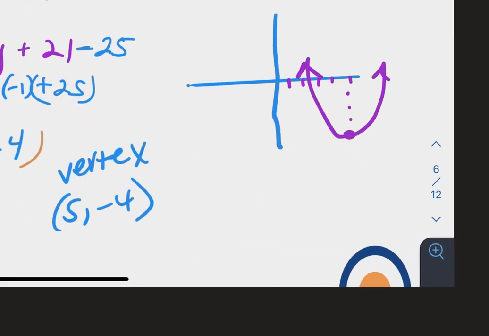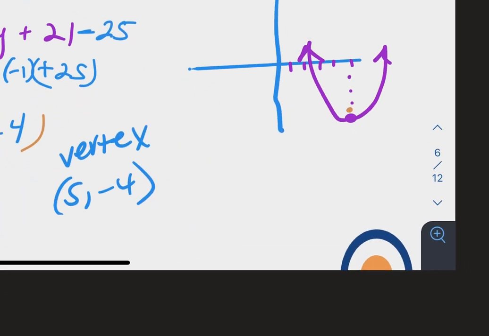It's p up from here for the focus, so my x is 5, my y is negative 3 4/5. And then it's 1/4 down for the directrix, which would be y equals negative 4 1/4.